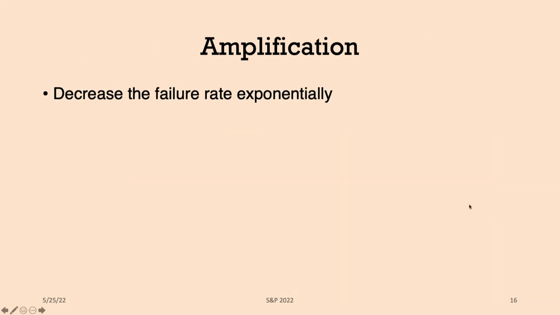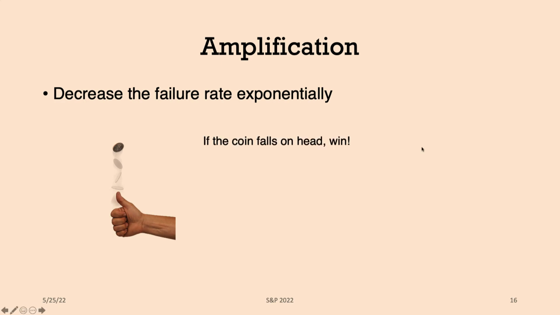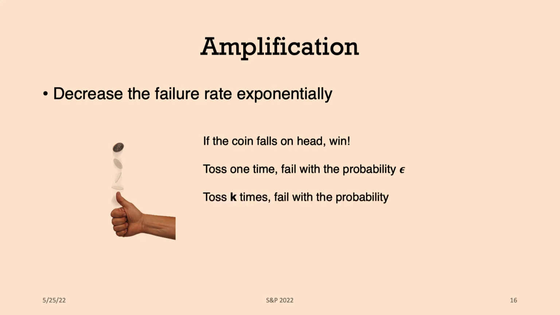Right, the next problem: how can we reduce the false positive rate? So amplification is adopted from randomized algorithms. A good example could be the coin toss. Let's say if the coin falls on heads, then we win. The probability that heads doesn't come up, let's say, is epsilon. Then how can you reduce this epsilon? The naive approach could be to just toss the coin multiple times, k times. So the failure rate will decrease exponentially, because we pick the majority vote over the multiple trials as the final score. In this way, we can reduce the failure rate substantially.